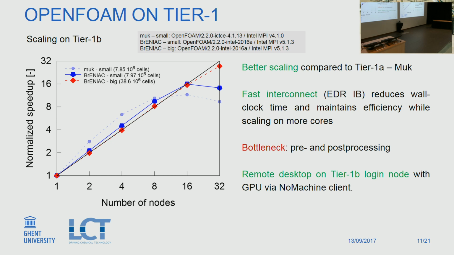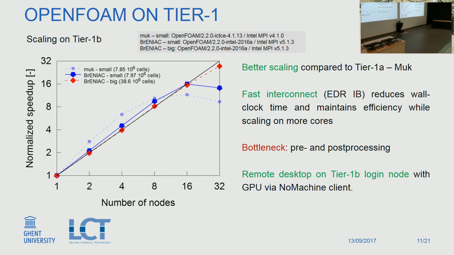The conclusion, what I also highlighted, was that the scaling on Brainiac is better than it was on MUC, just because of the InfiniBand. So the interconnection is faster. So actually the wall clock time is lower, and you can maintain your efficiency. Just because your MPI statements can be passed on quicker, and there's no bottleneck in the bandwidth. Actually, what is the bottleneck in these cases?